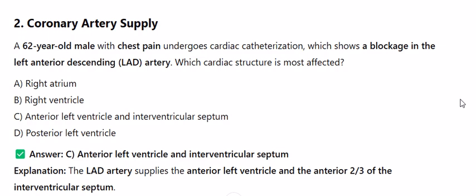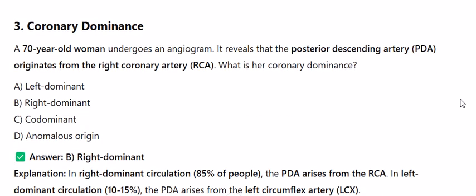3. Coronary dominance. A 70-year-old woman undergoes an angiogram. It reveals that the posterior descending artery, PDA, originates from the right coronary artery, RCA. What is her coronary dominance? A. Left dominant. B. Right dominant. C. Codominant. D. Anomalous origin. Answer B. Right dominant. Explanation. In right dominant circulation, 85% of people, the PDA arises from the RCA. In left dominant circulation, 10 to 15%, the PDA arises from the left circumflex artery, LCX.